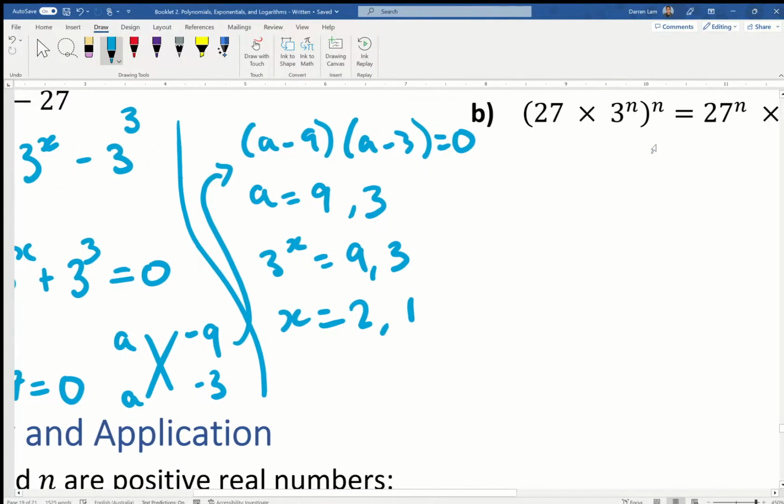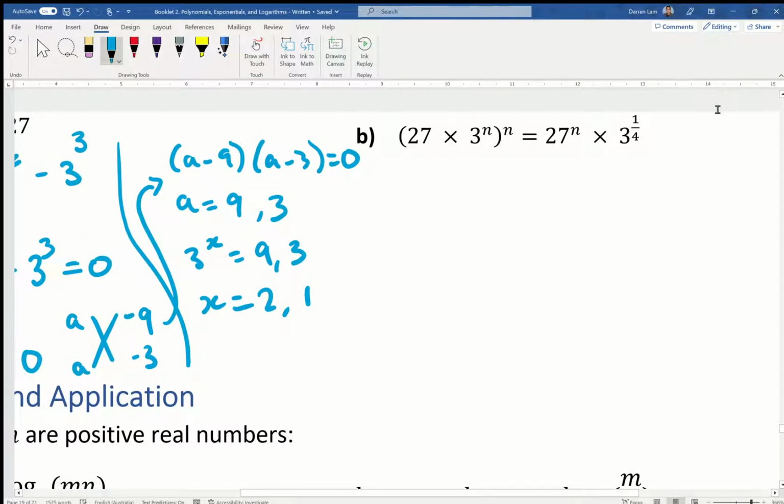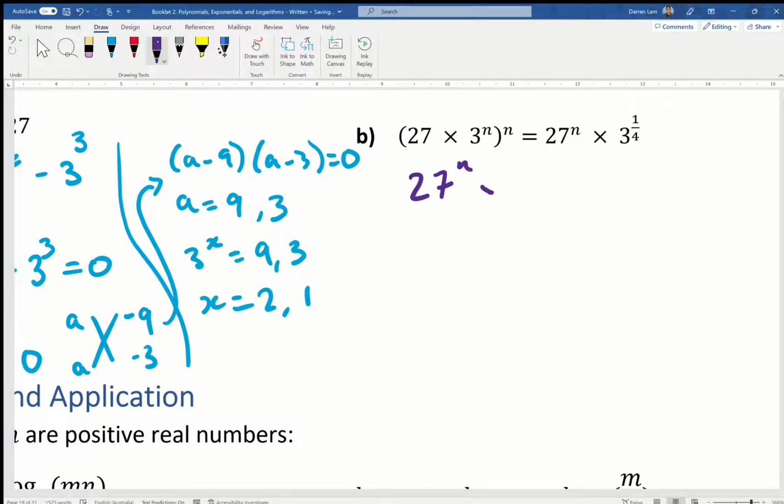Slightly different approach, but again, something that's a little bit different. I'm going to go through question B. 27 times 3 to the power of n squared equals 27 to the power of n times 3 to the power of 1 over 4. Okay, so I'm going to expand first. I'm going to end up with 27 to the power of n times 3 to the power of n squared equals 27 to the power of n times 3 to the power of 1 over 4.